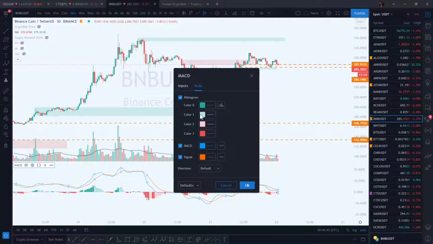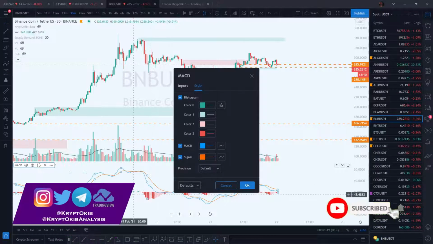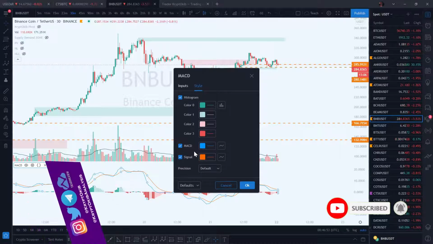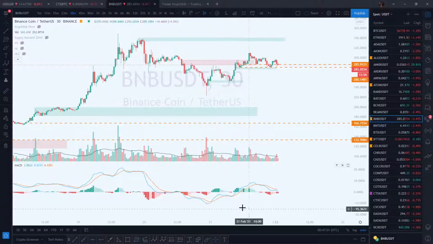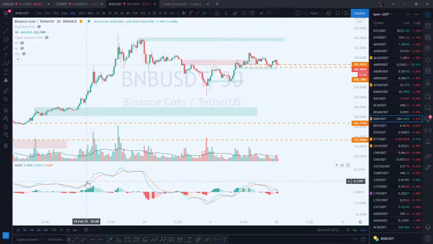Then here you can style it. You see the histogram. The histogram is the one in red and green, just like we have on the volume. The MACD line is the blue line, which is the fast line, and the signal line is the yellow one. So you want to see the fast line, which is the blue one, the MACD line, cross above the signal line. So like we have a crossover here.